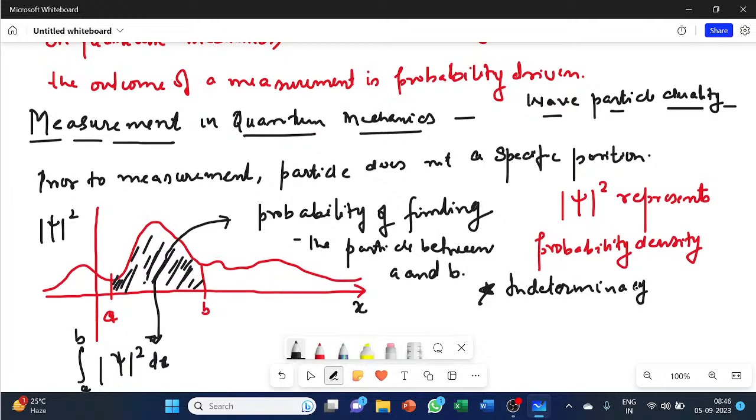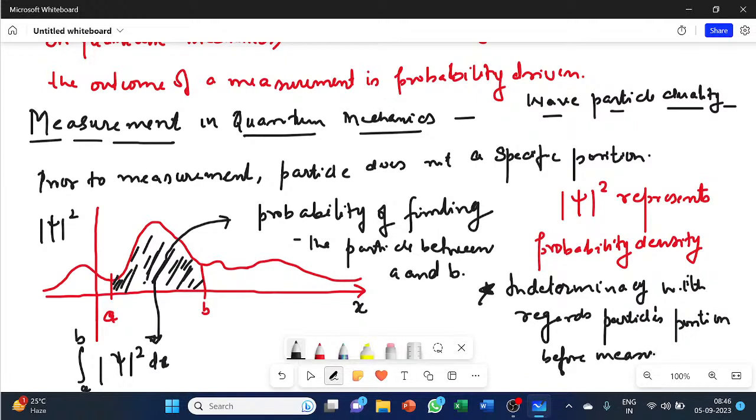indeterminacy with regards to a particle's, let's say, position. Right now I'm stating before measurement, we don't know what it is. But once the measurement has been executed, we know what is the fate, and that also we don't know with full determination. That also we know with certain probability.